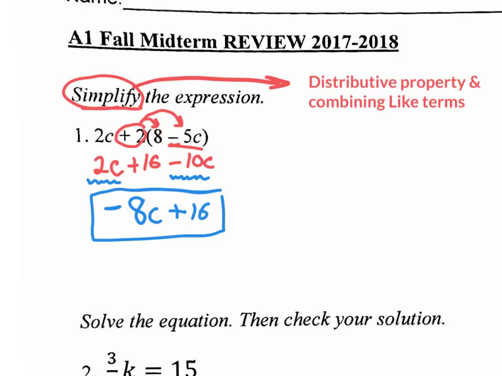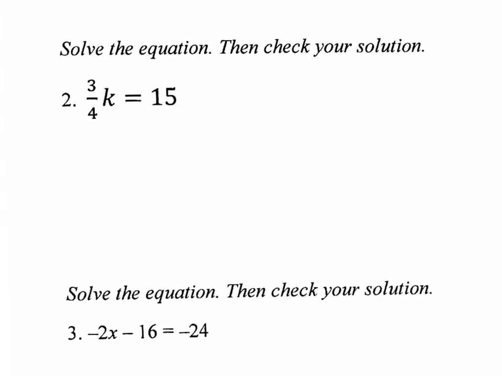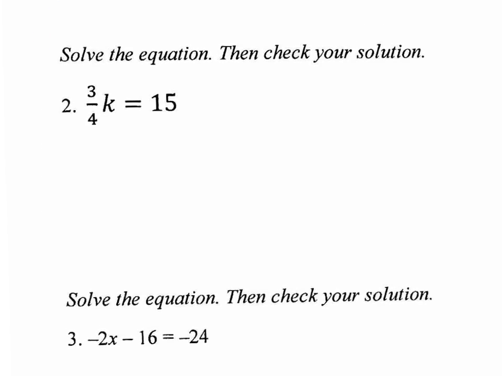Okay, let's move on to number 2. It says solve the equation, then check your solution. So right here we have an equation. They're asking us to solve. What does it mean to solve? You want to get x by itself on one side, in this case k. So where's the k at? Is it on the left side of the equal sign or the right side? Left. It's on the left, that's right. So here's k. I need to get it by itself.